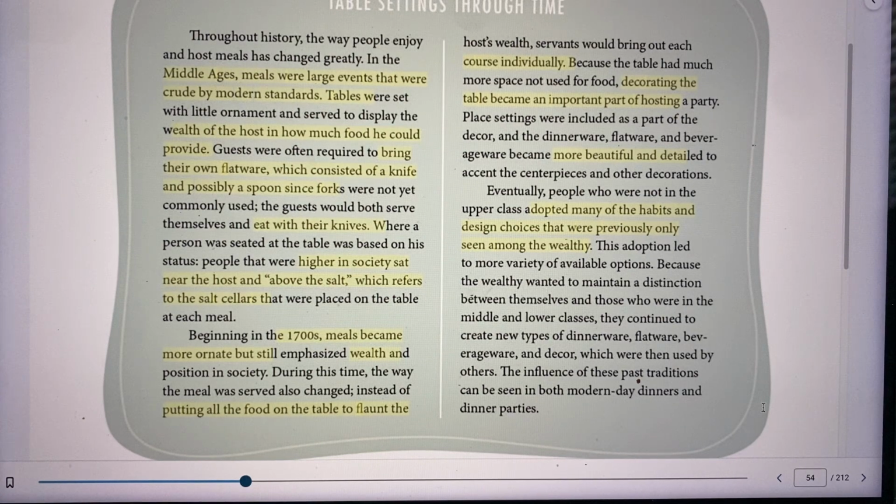Because the wealthy still wanted to make a distinction between themselves and the middle and lower classes, they continued to create new types of dinnerware and flatware and beverages and decor so that they could show that they were wealthy. So that's table settings through time. So we're going to stop there. This is really interesting, isn't it?